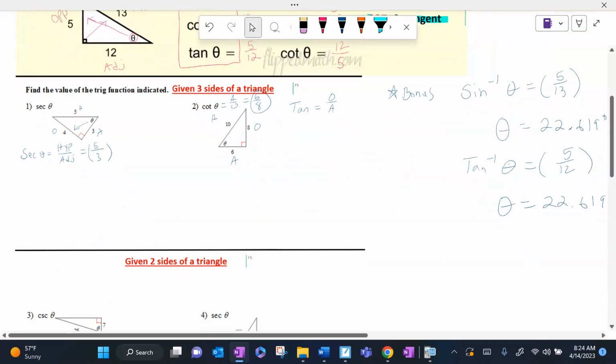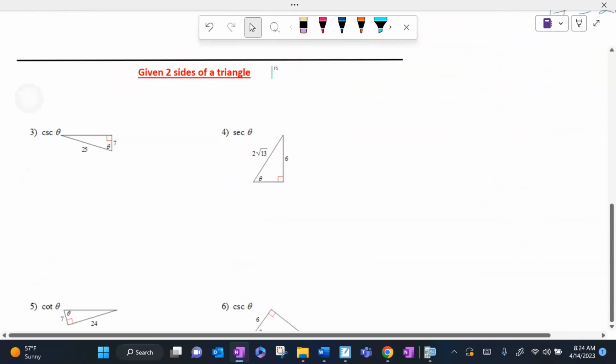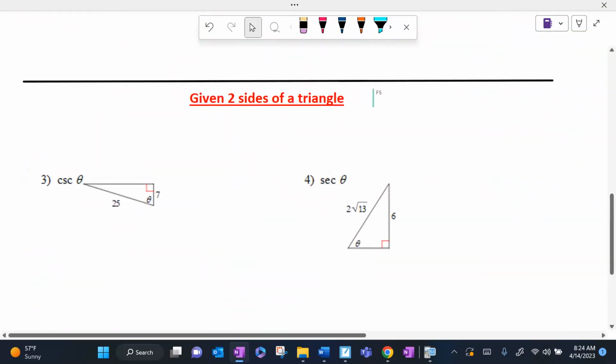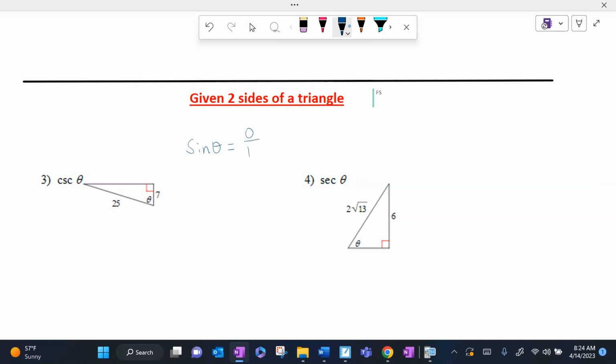All right, last couple examples real quick. So now we're given two sides of the triangle, and we're looking for the cosecant of theta. So again, we can always go back to sine, cosine, tangent. I know cosecant is the opposite of sine. So for instance, I know the sine of theta is supposed to be the opposite over hypotenuse.